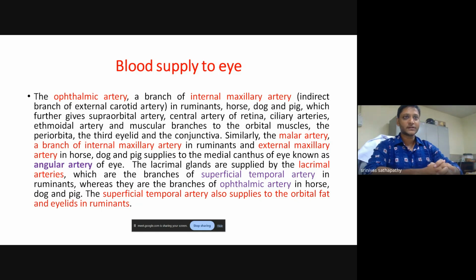Another artery is known as the angular artery of the eye. It is present in the angle. It is a branch of the external maxillary. Then the lacrimal glands are supplied by lacrimal arteries, and another artery, the superficial temporal artery, supplies the orbital fat and eyelids in ruminants.